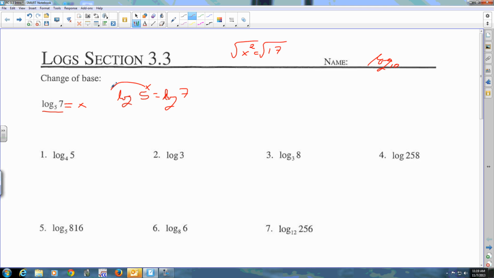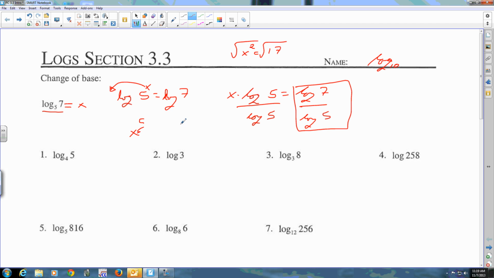This exponent, based on that rule I showed you a minute ago, is going to drop in front. So I have x log of 5 equals log of 7. I want to solve for x. That's held by multiplication, so I'm going to divide it out. This, if you type it in your calculator, gives you the exponent. 5 to what power is 7? Typing this in your calculator will give you this answer. What's the exponent on 5 that gives you 7?